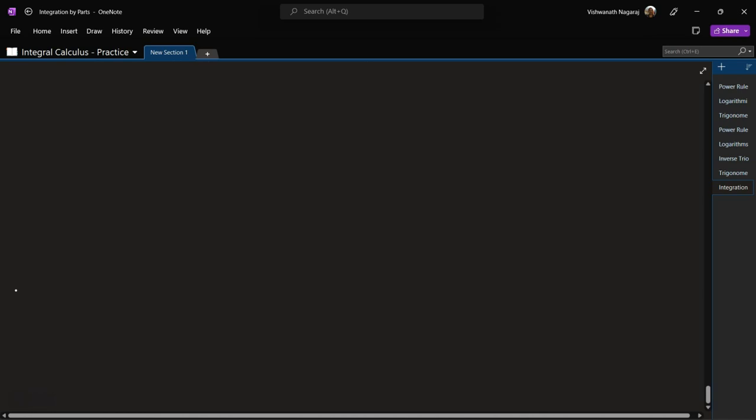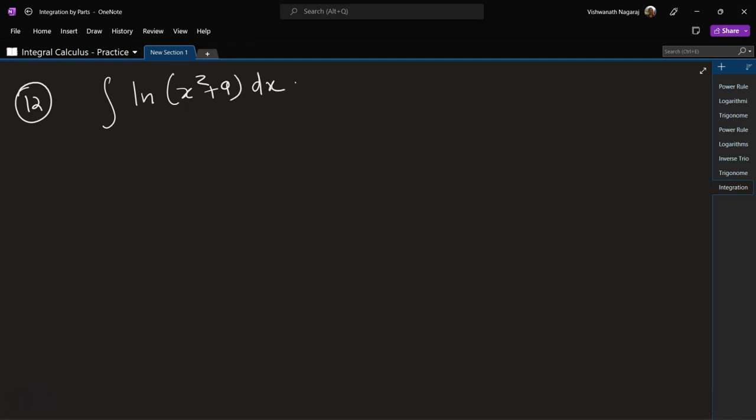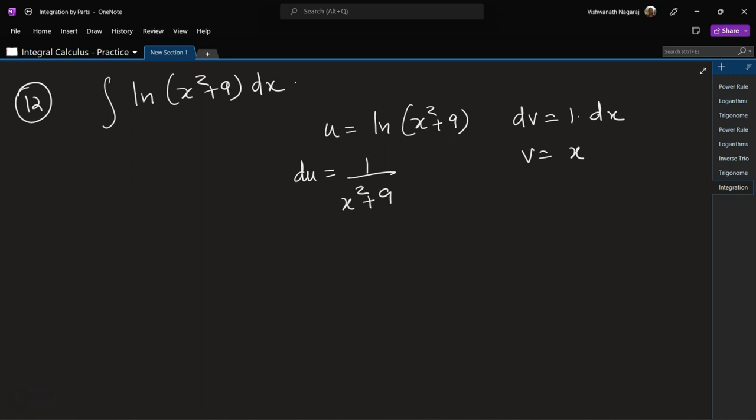Okay, so now let's look at the 12th one. Integral of natural log of x square plus 9 dx. So here let's take u is equal to natural log of x square plus 9, and dv will be equal to 1 dx. So this becomes v equal to x, and this becomes du equal to 1 by x square plus 9 times 2x.